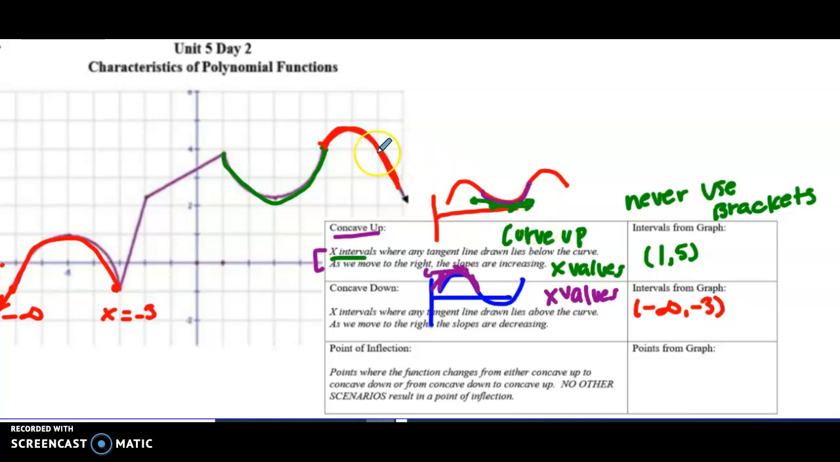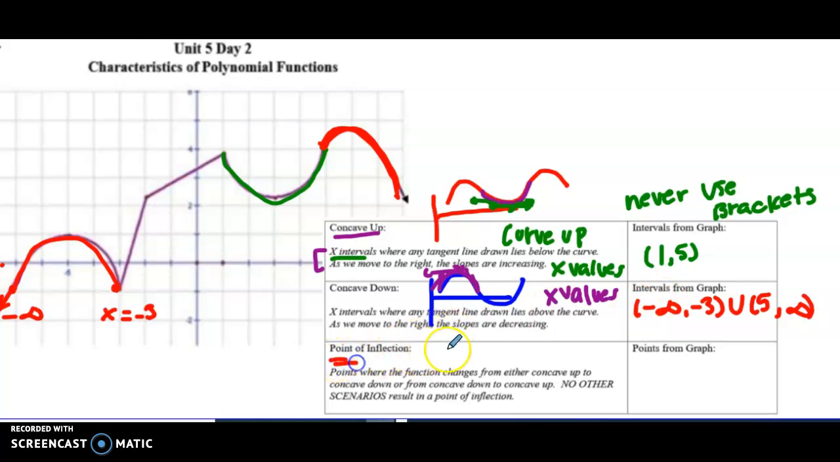There's another place on my graph where it is concave down. If you notice, starting right here, it looks like it's going downhill. At what x value did that start? That started at x is equal to 5. Make sure you include your union symbol. And it's going to be concave down, looking like it's going down a hill all the way forever to the right, which would be to infinity.